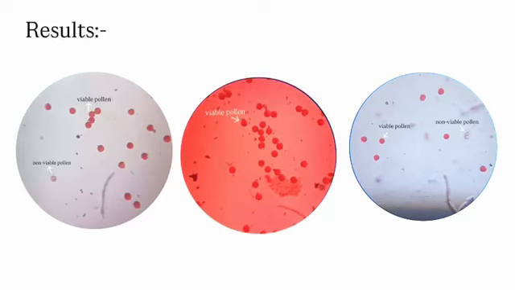Here are the results. As we observe the viable pollen and non-viable pollen, viable pollen appears bright red. This is due to the stain being absorbed by the cytoplasm of the living pollen grain. And in non-viable pollen, the cell cytoplasm has degraded, so the pollen grain stains poorly.